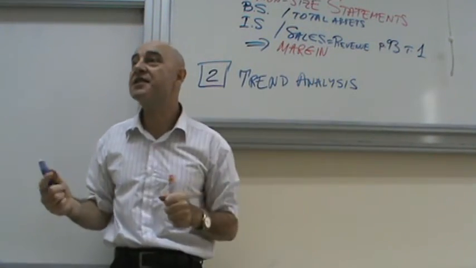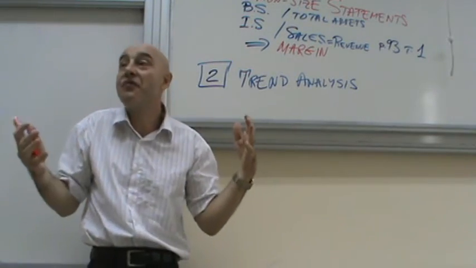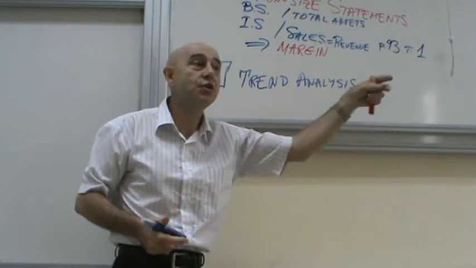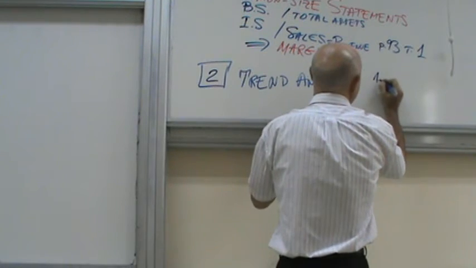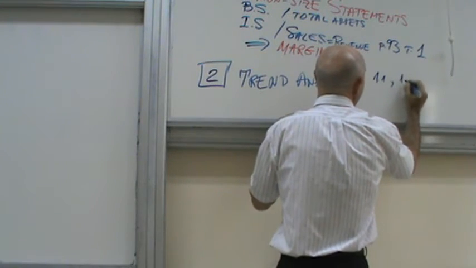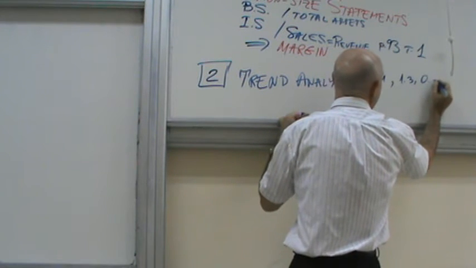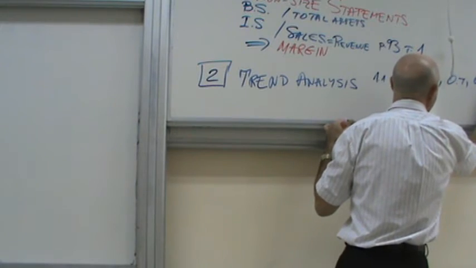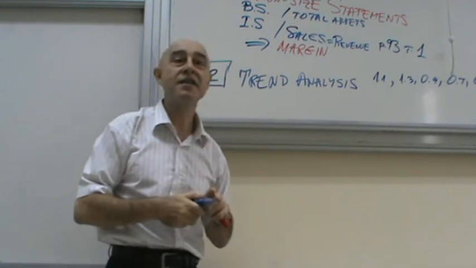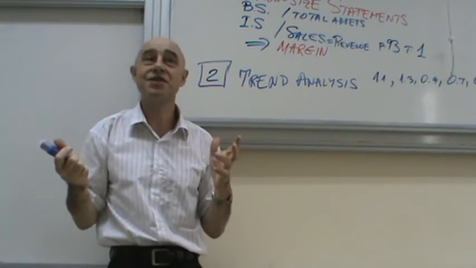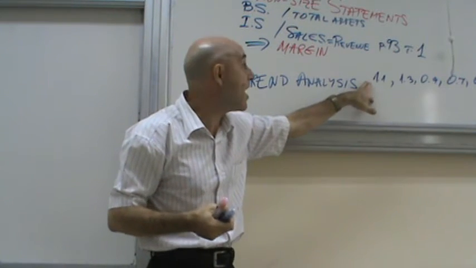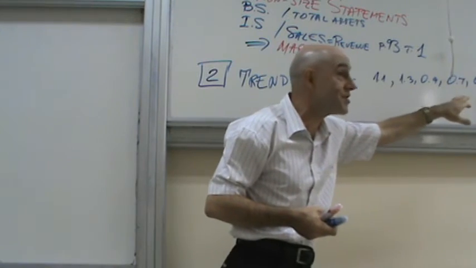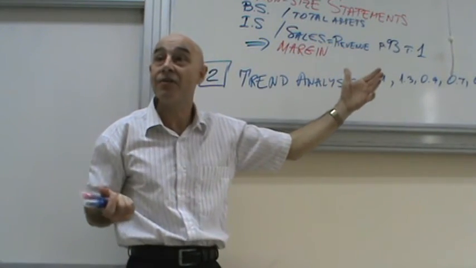And trend analysis, basically, you look at profit from period to period to period. Profit, 1.1, 1.3, 0.9, 0.7, 0.5. Is there a trend? There appears to be. And if this is revenue, it doesn't look good. You know, for the last 4 years, revenues are going down, okay?